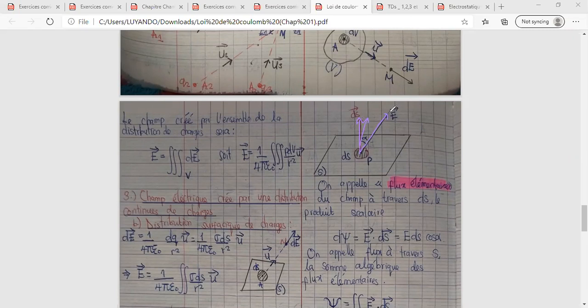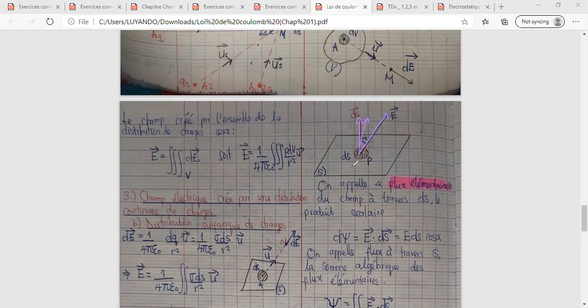So if the electric field is not passing through the normal, we have an angle alpha. But if the electric field is passing along the normal, we have an angle of zero. So yeah, which is what we have here. That's why we have two sort of expressions.